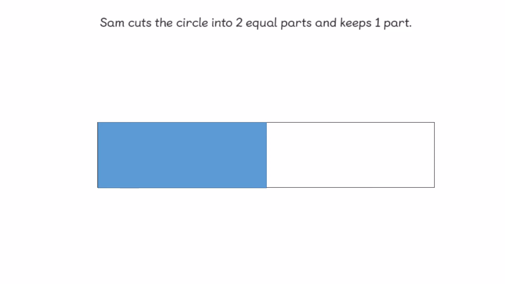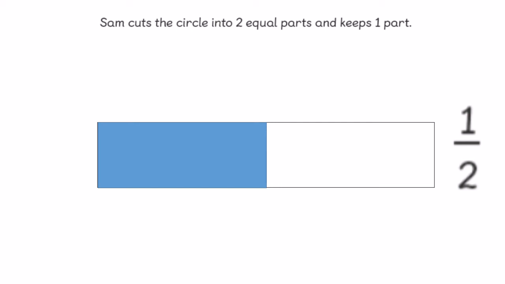Do you know how we would show this as a fraction? I would like you to pause the video and draw Sam's bar, and next to it write the fraction that he kept. Think about the denominator, how many equal parts his bar is split into, and the numerator, how many of those parts we are counting. Pause the video and write down the fraction. Sam kept 1/2 of his bar. He kept one of the two equal pieces.